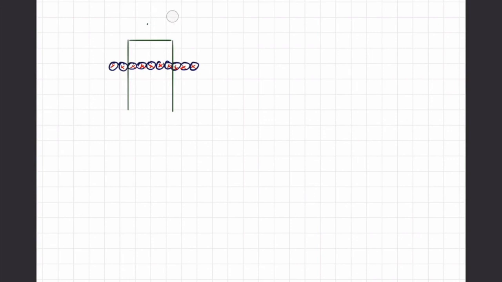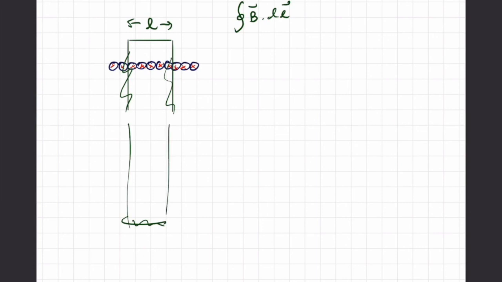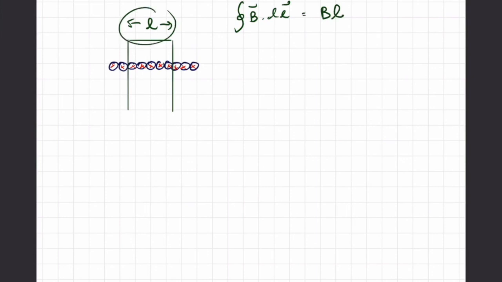So if the length here is L, then the integral of B dot dl, remember all the contributions from the side and the bottom are zero, so we don't need to care about them. So the integral of B dot dl is simply B times the length of this section, which is L. And this is equal to mu 0 times I.